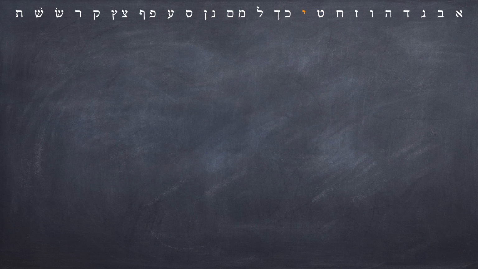Finally, in this lesson, we have the letter Yod. Yod is the smallest letter of the Hebrew alphabet and only uses a corner of the box. You can write it with one little hooked stroke, just like this.